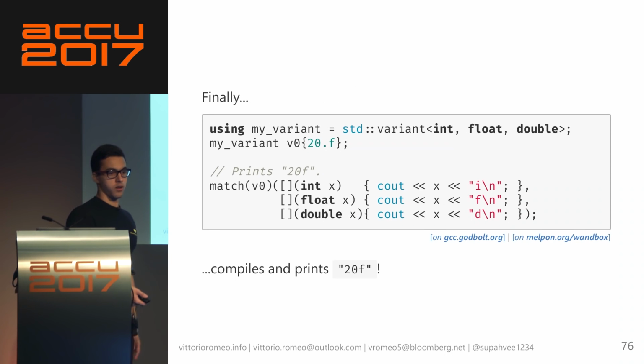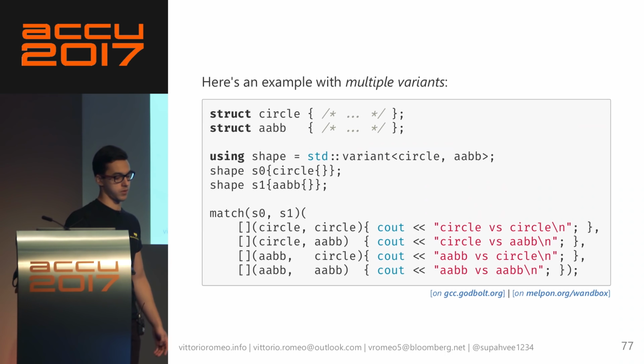And finally, once we implement match, the snippet here compiles and prints the value we expect. And you can try it out here. So as you can see, again, I really like this. I think it's intuitive and nicer than having to build a struct. You just say match this variant and do something on the current alternative.